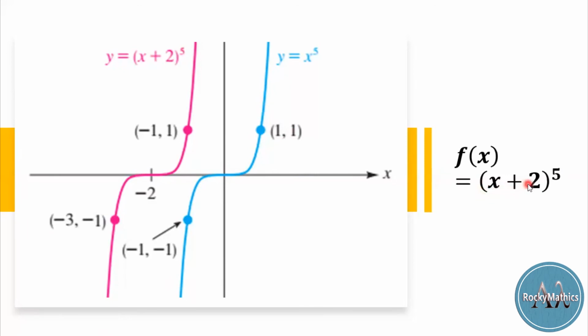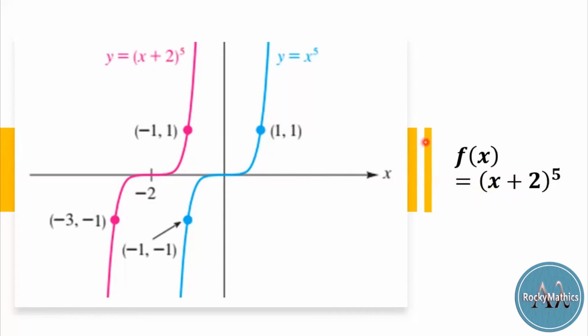The quantity x plus 2 raised to 5. Now, this is a composite function. We have a function x plus 2 which is inside the x raised to 5 form, right? So, we can apply the transformation method, which is what? Which is the horizontal transformation method. That is what? Shifting horizontally.